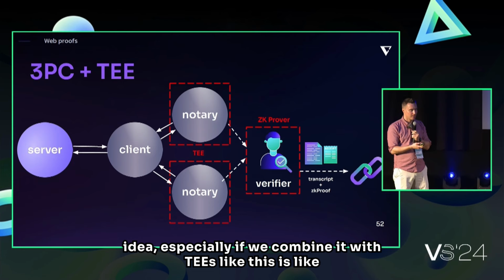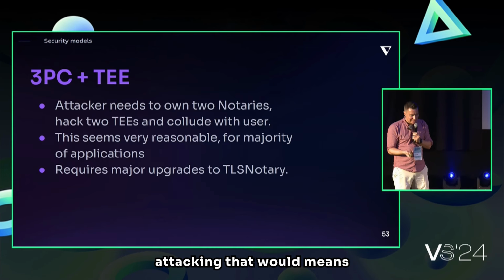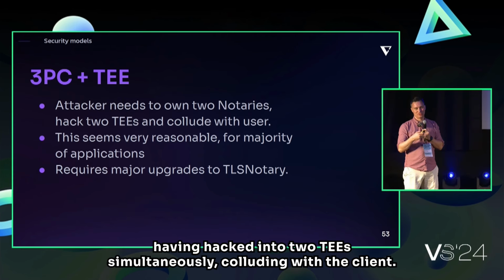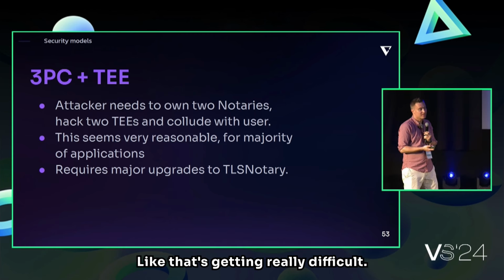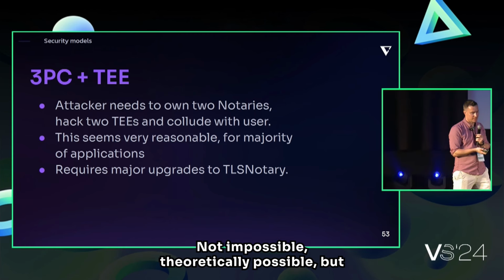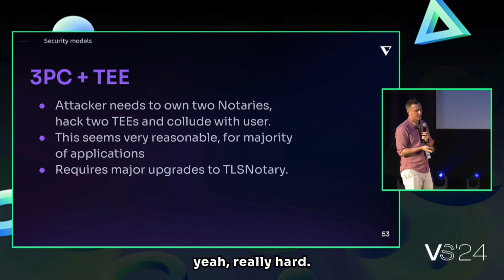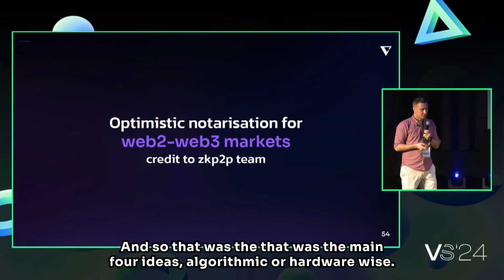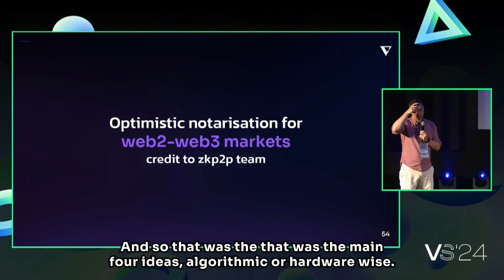Like attacking that would mean having hacked into 2 TEs simultaneously, colluding with the client. Like that's getting really difficult. Not impossible, theoretically possible, but yeah, really hard. Good, and so that was the main 4 ideas, algorithmic or hardware-wise.